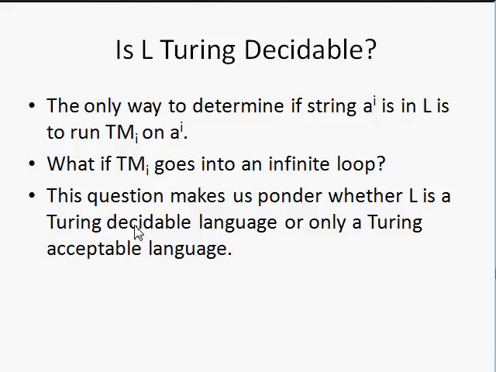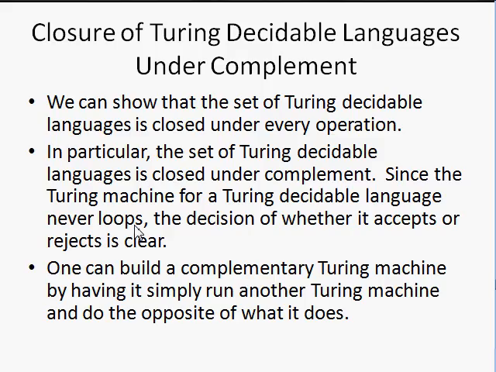So what we need is a clear argument that either L is Turing decidable or it's not. And we think it's not because of this subtle problem with the infinite loop business. But here's a better way to argue that it is not Turing decidable. We can show that the set of Turing decidable languages is closed under every one of our set operations. It's closed under union, concatenation, intersection, Kleene star, and complement. It's closed under everything, just like the set of regular languages was.